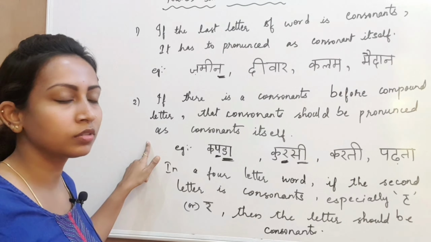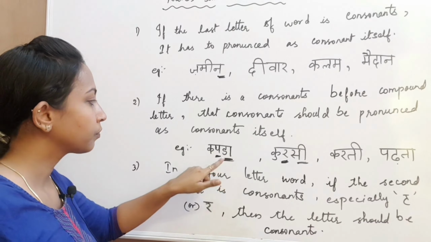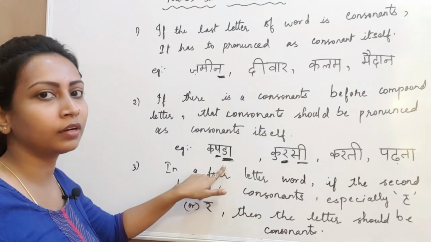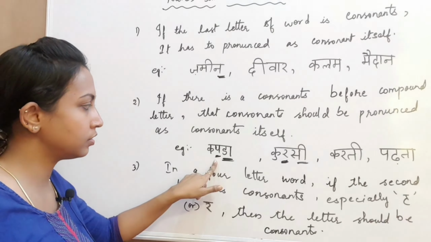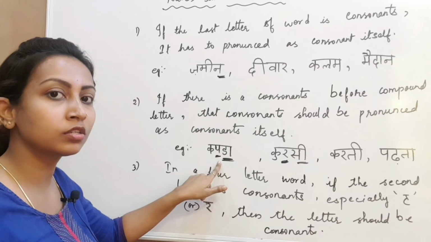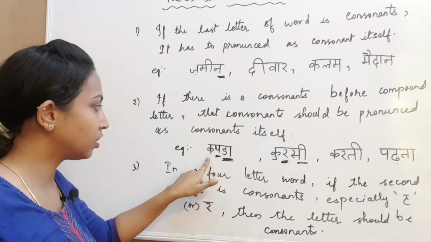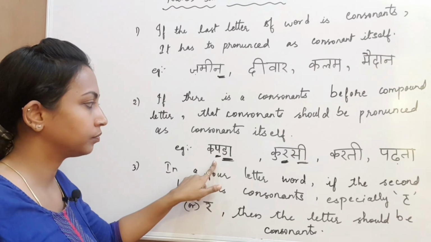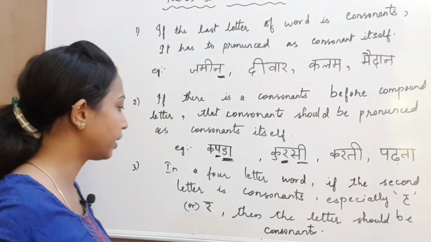So this is the second rule. The second rule is that if the last letter of the word is a compound letter, and the letter before is a consonant, that letter should be pronounced constantly in the same consonant sound. The sound should not be changed. Kapda, kursi, karti, padta, like that.